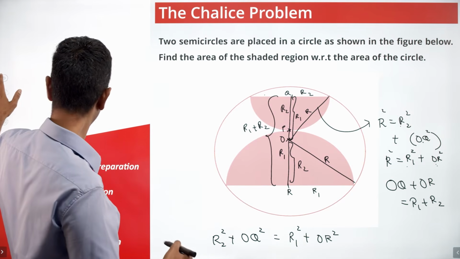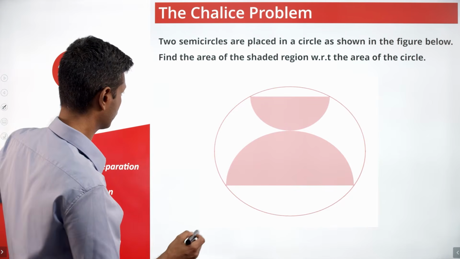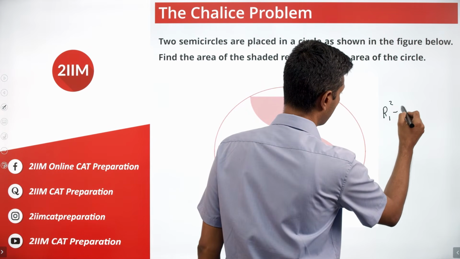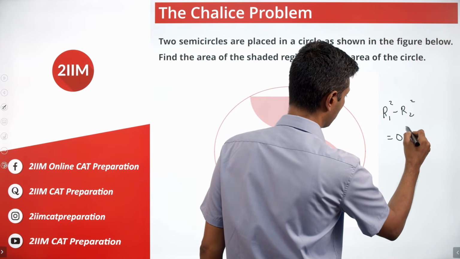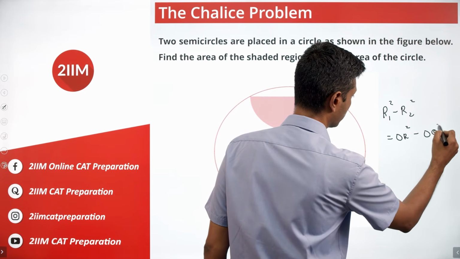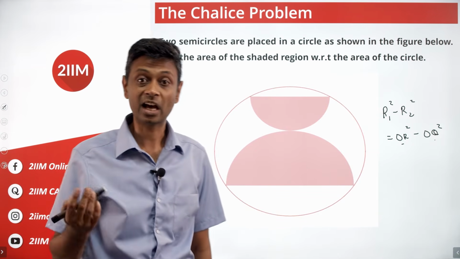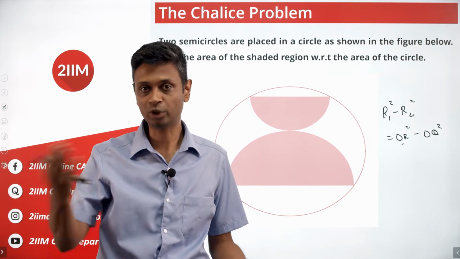So let's think about this. I'm going to write R1 square minus R2 square equals OR square minus OQ square. OR plus OQ is R1 plus R2. Call one of those X, the other R1 plus R2 minus X. Solve. You'll get X as the corresponding opposite one.